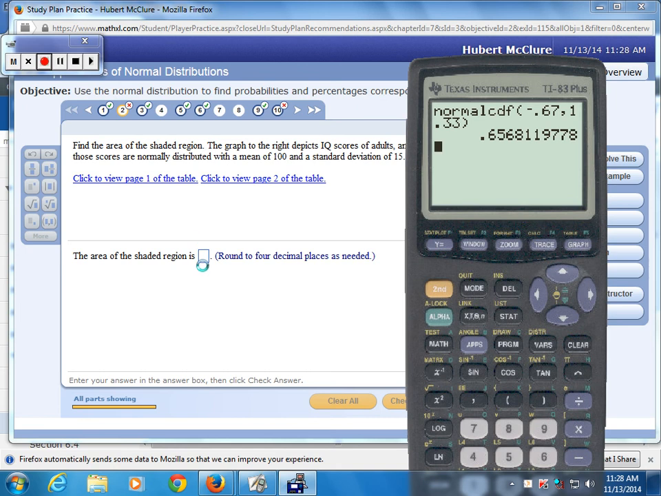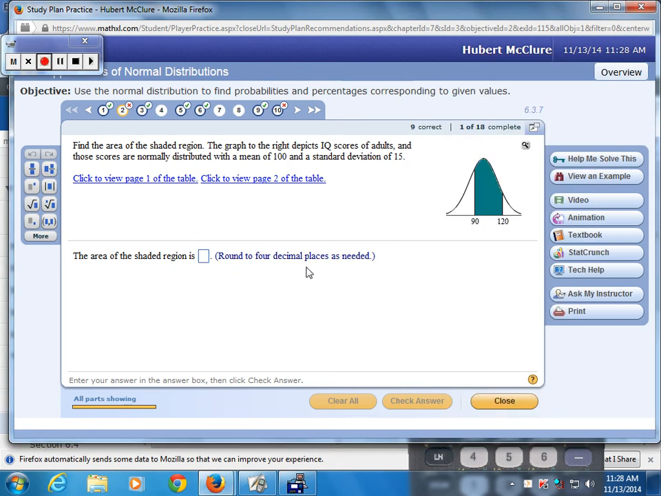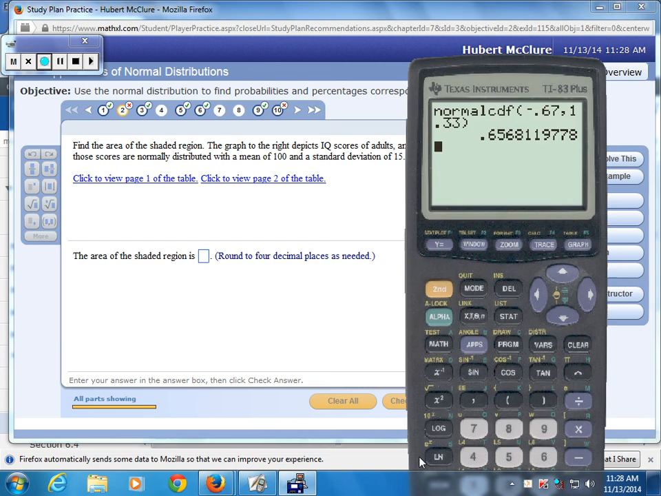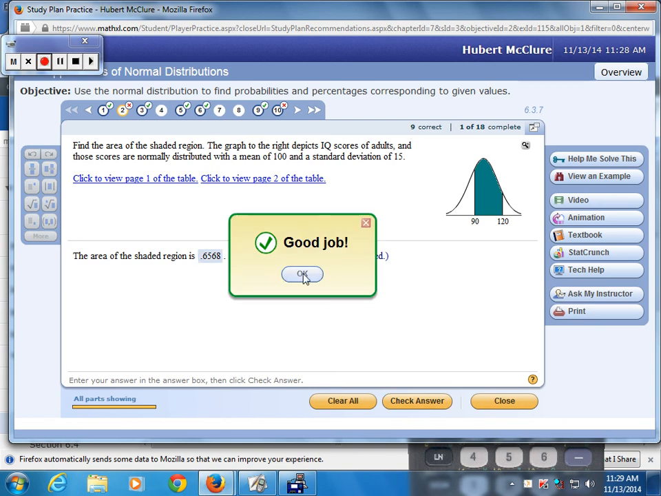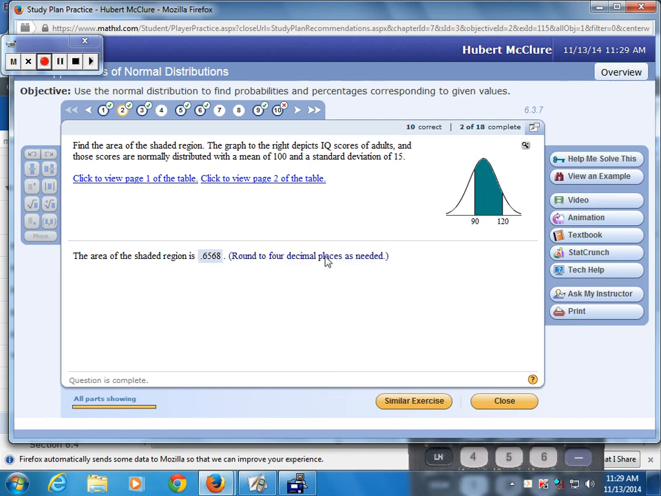Now, of course, if you did the table, what would you have to do? Your larger area minus your what? Smaller area. 0.6568. Okay, we'll have to take that one off the test. 0.657. No, that's wrong. That's right. No, you have to round it to 4. They're very persnickety about that. Okay, next one. This will be one of our last ones, so we'll do 2 more.